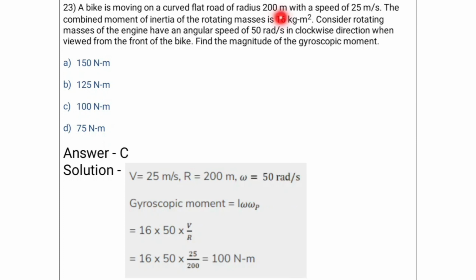Inertia is also given 16 kg meter square, so 16 into 50, and precessional speed is calculated by v by r. So v is 25, just put the value of 25, r is 200 meter. You will get the required solution as 100 Newton meter, and that is nothing but option number C is the correct.